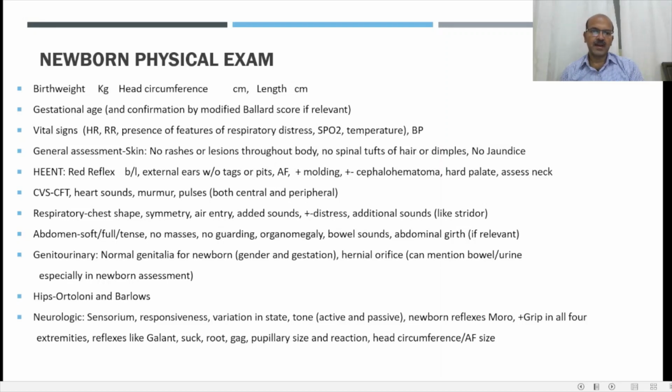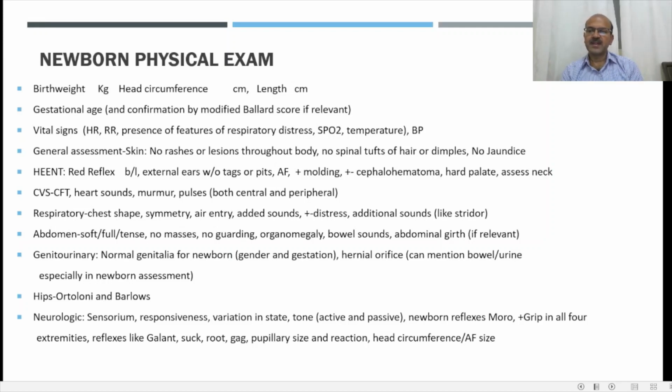So look at the hard palate. You may need to feel it with a gloved finger or use a tongue depressor to see it clearly with a good light. The ophthalmoscope light is quite useful for this as well. Assess the neck for any concerns. Examination of the cardiovascular system, including the capillary filling time, heart sounds, presence of murmur, presence of pulses, both central and peripheral. And remember that the presence of femoral pulse in the first day doesn't rule out coarctation. Obviously, you need to examine the baby pre-discharge, and the saturation screening is important here as well.